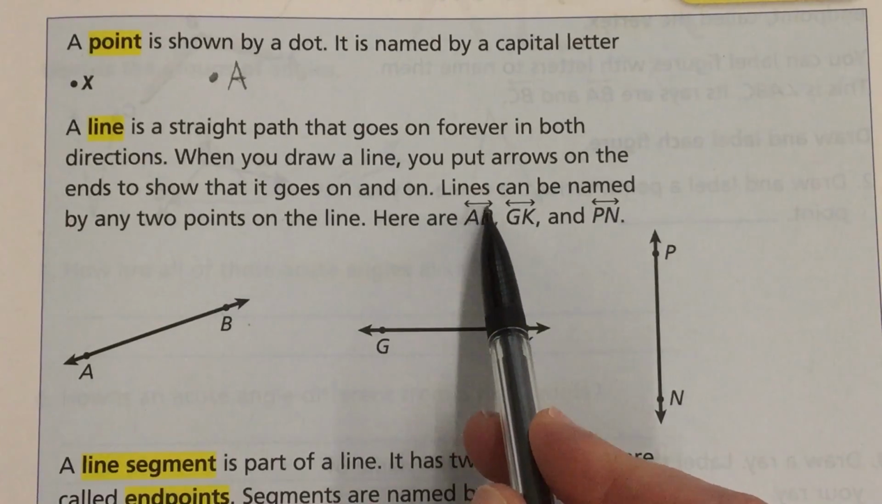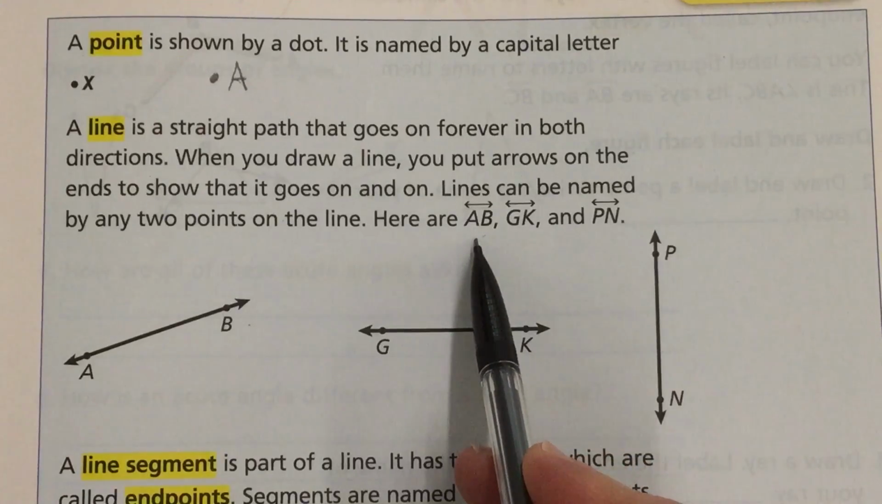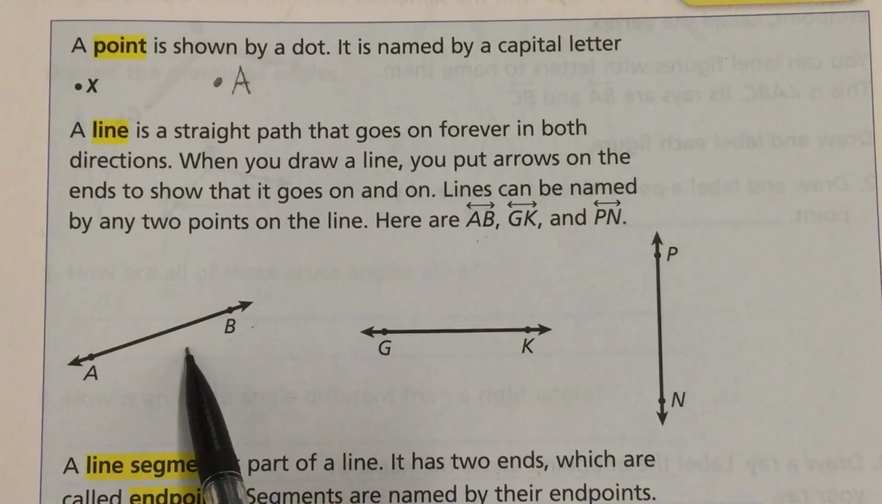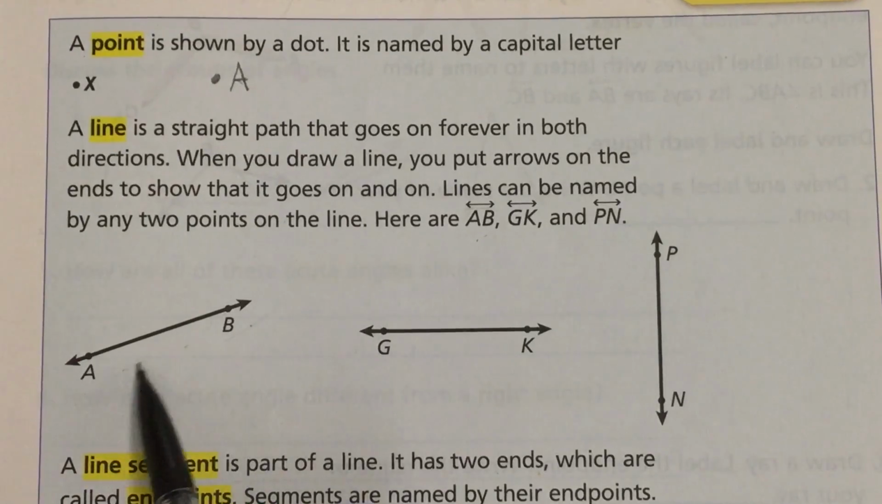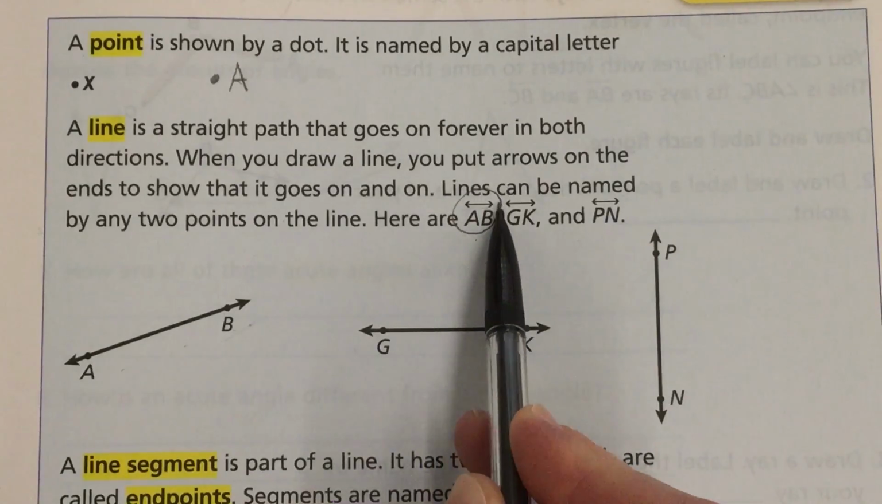Notice that there's a line with 2 arrows on either side at the top because we're talking about a line, and we'll see the difference between that and a line segment. So we've got it labeled and drawn here, and then this is the name of the line.